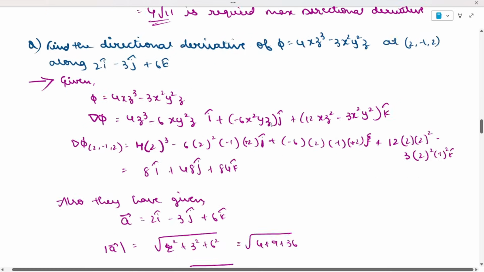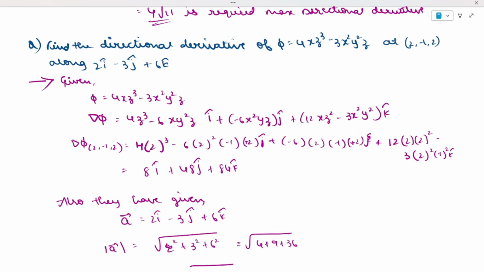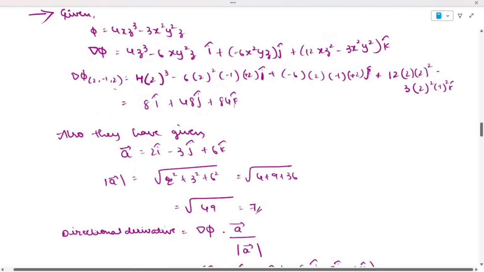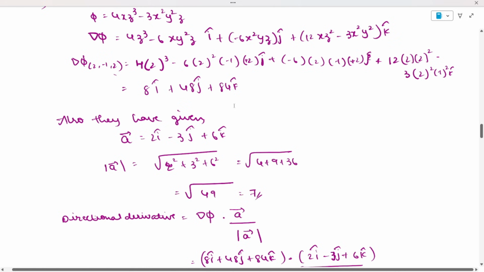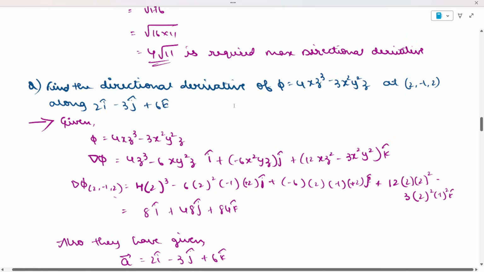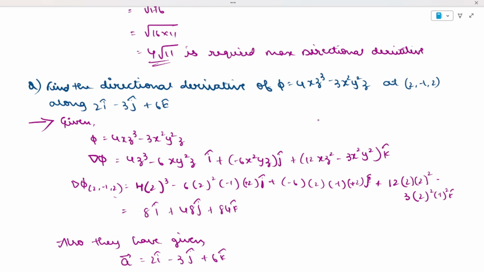Next, another question is also the same type. Again you have to find out the differentiation with respect to x, y and z, and you will get some particular vector, and you substitute the value, you will get another vector, that is in i cap, j cap and k cap. Again they have asked not the maximum here, they have asked along another direction, like they have given 2 i cap minus 3 j cap plus 6 k cap. You have to find along this vector.